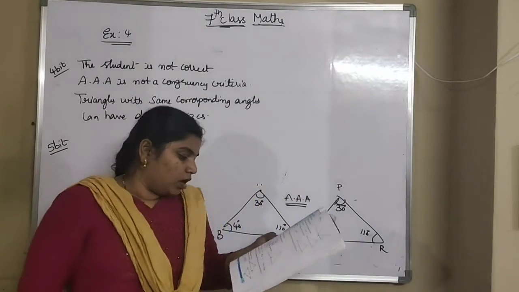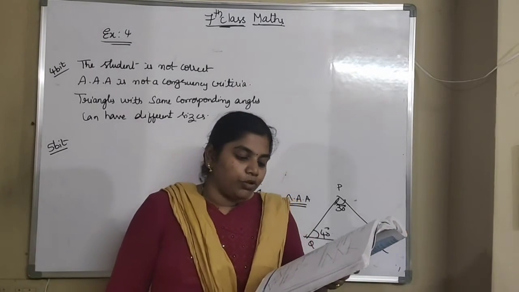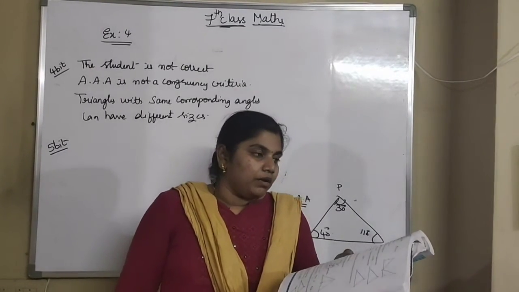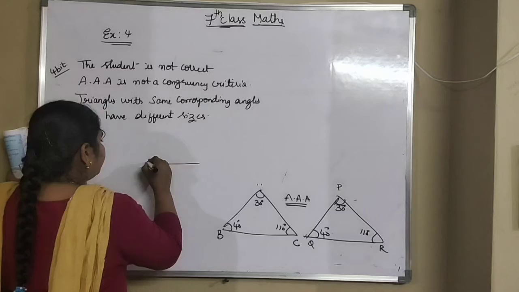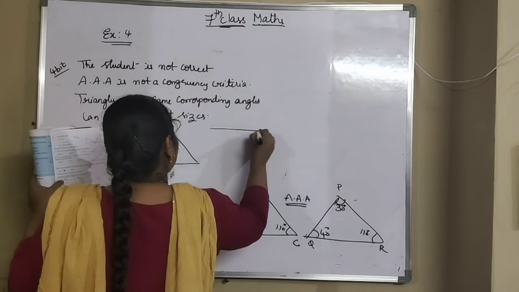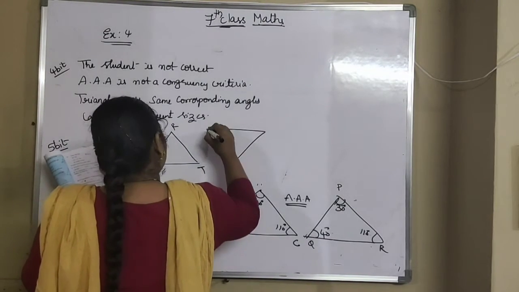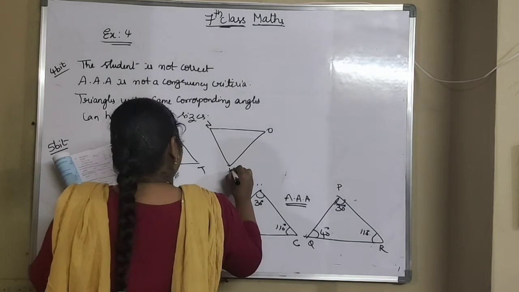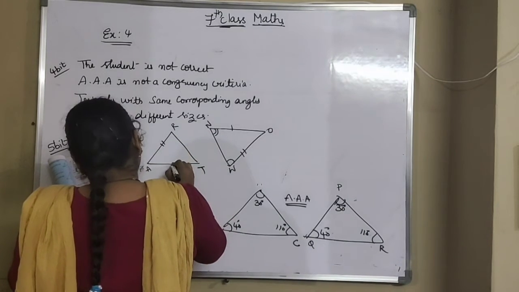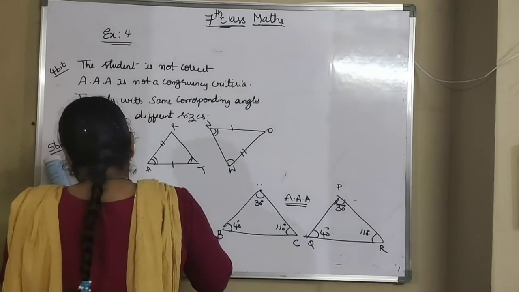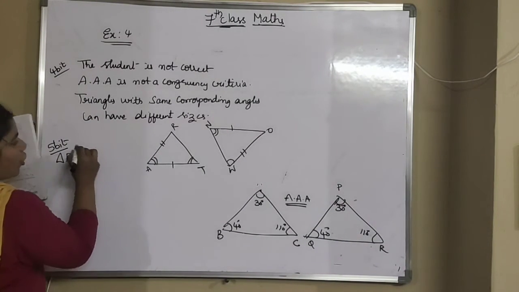Fifth one. In the figure, the two triangles are congruent. The corresponding parts are marked. We can write triangle RAT is congruent to what? So here they have given two figures, two triangles, and they have marked the sides also. So we have to fill this. Triangle RAT is equal to what we have to write.